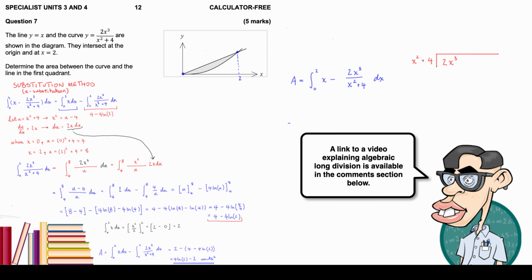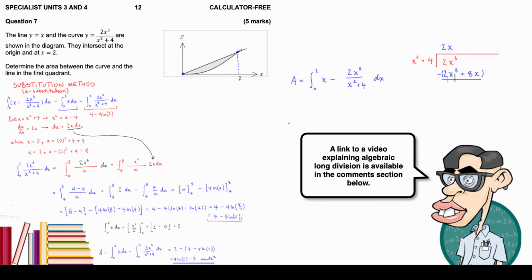If you guys aren't acquainted with algebraic long division, let me go through it quite quickly with you. The first step is we're going to go 2x cubed divided by x squared, and that will come out to 2x. The next step is that we go 2x times x squared is going to be 2x cubed, and then we have 2x times 4 is 8x. Then what we do is we subtract the second line from the first line.